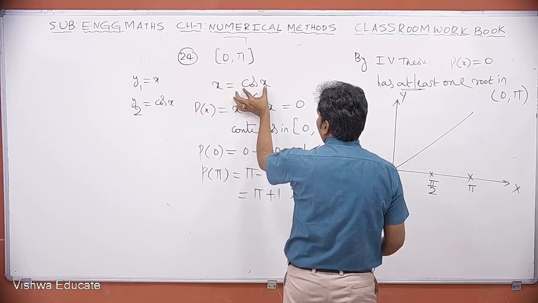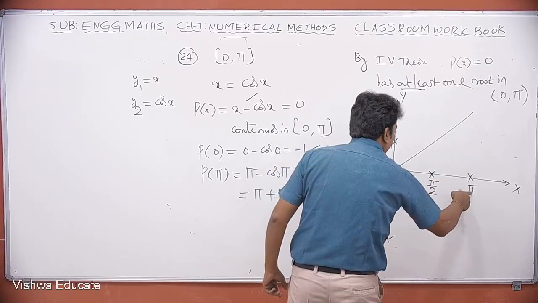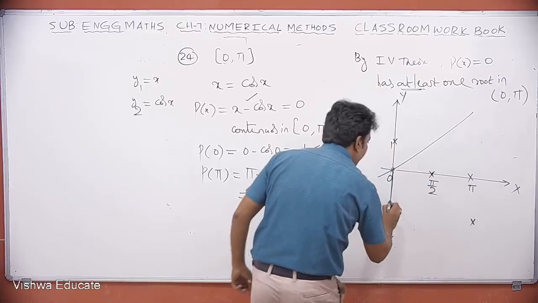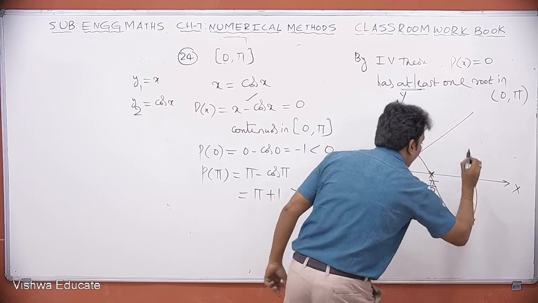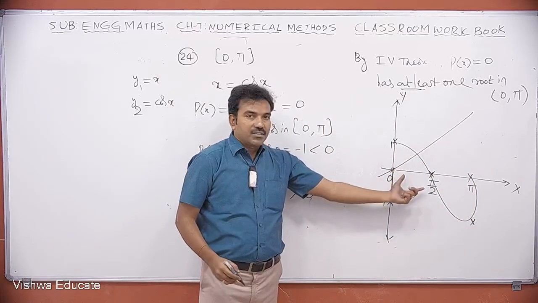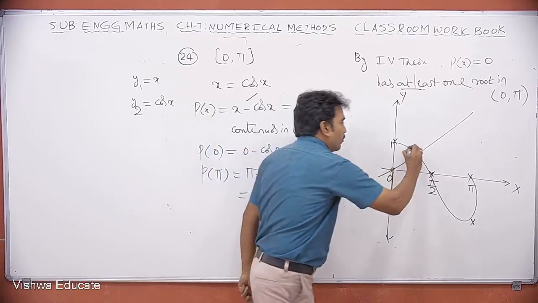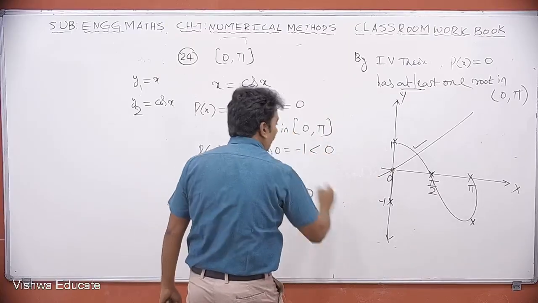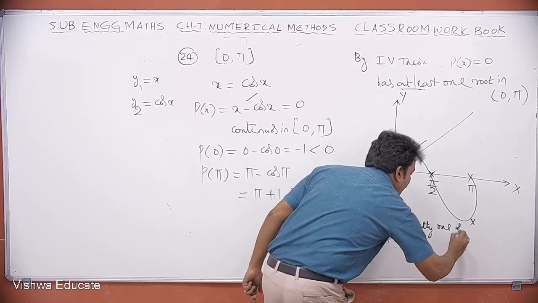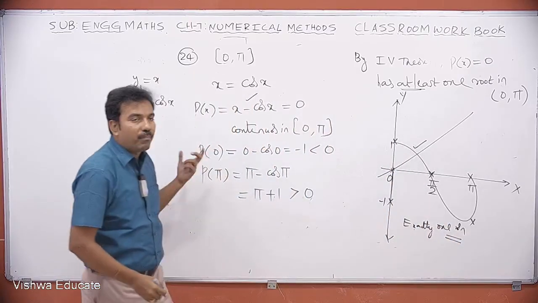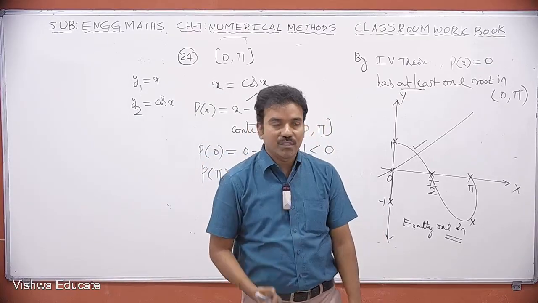Let us draw the graph of cos x. Cos 0 is 1, cos 90 is 0, cos pi is minus 1. So it will be like this. This is minus 1. So the curve will be like this. Therefore, this cos curve and this line intersect at only one position. Therefore, this equation will have exactly one solution in closed interval 0, pi. Right? Note these points. It is a simple application of intermediate value theorem.